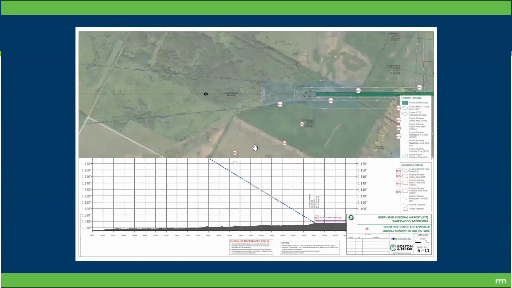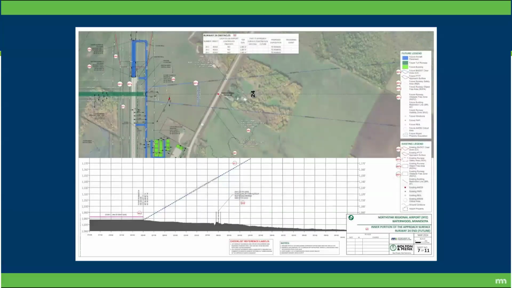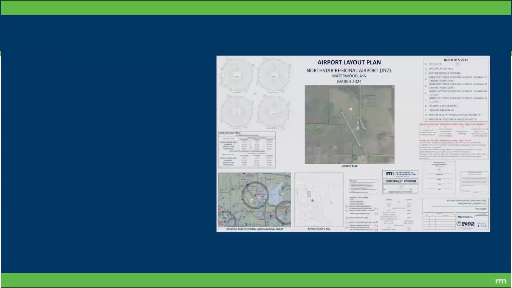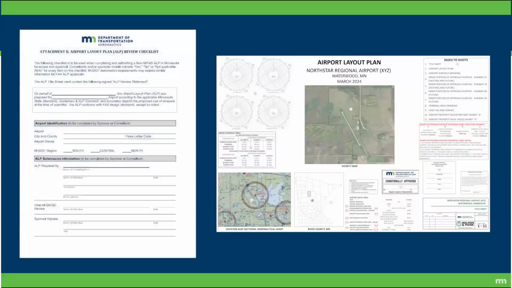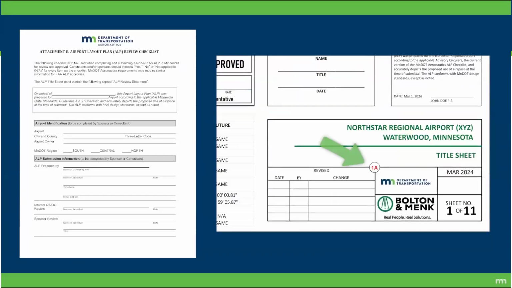This video will walk you through MnDOT's specific requirements and best practices for ALP formatting to ensure your plans meet all state standards. To standardize ALPs from airports across the state, MnDOT provides a detailed ALP checklist that itemizes all the required elements for each sheet of the ALP drawing set. Throughout the example ALP drawings, you'll notice reference labels like 1A or 3C6. These alphanumeric labels correspond directly to checklist items.